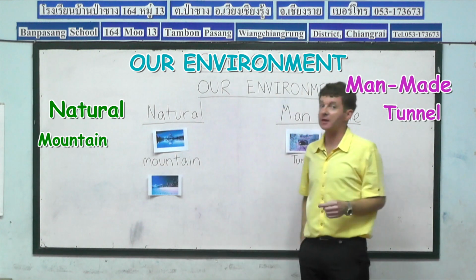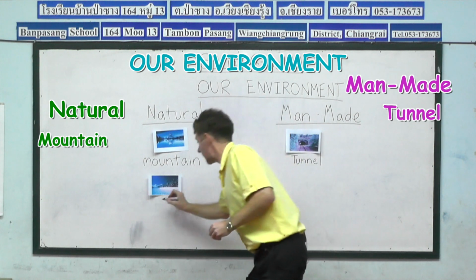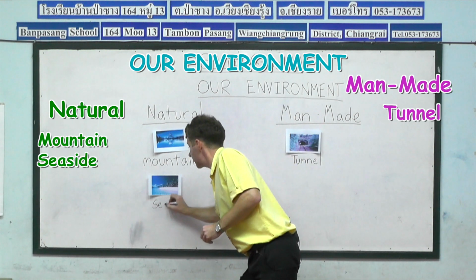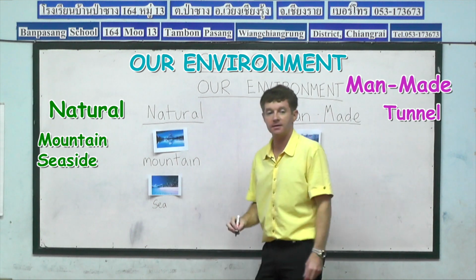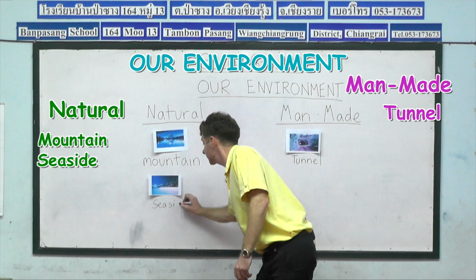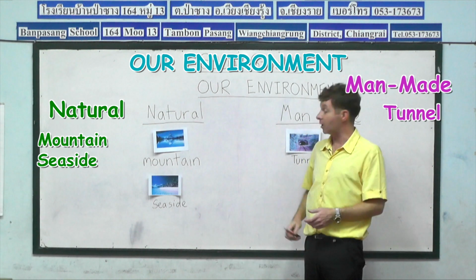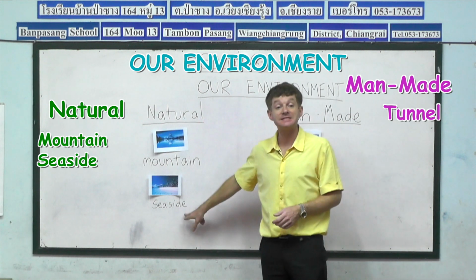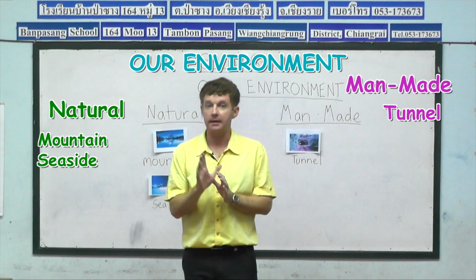Okay, now let's spell seaside together. How do we spell sea? S-E-A. And then it's called seaside because it's beside the sea. Side. S-I-D-E. So another example of natural is seaside. Excellent, guys. So, next picture.